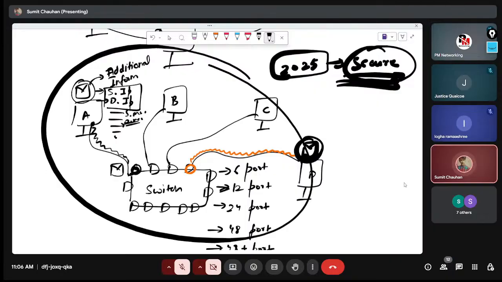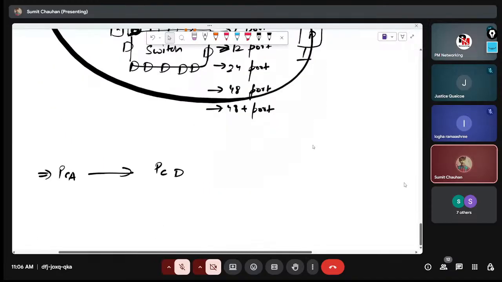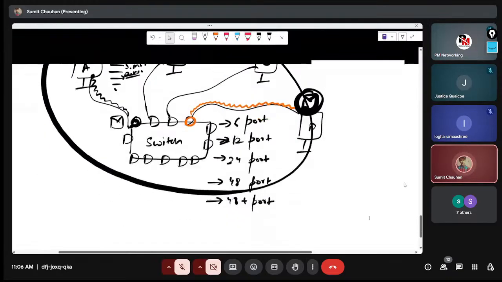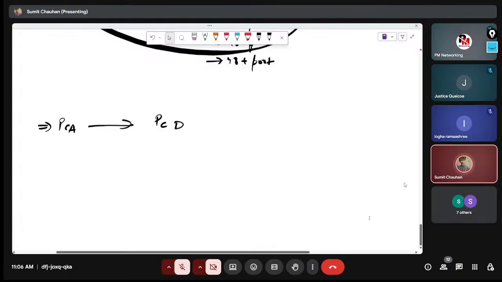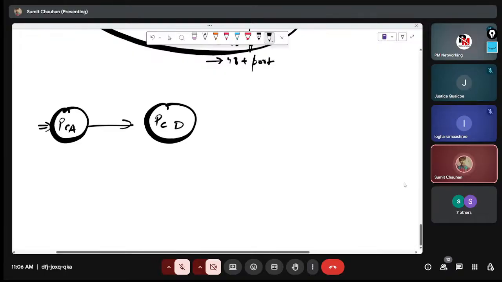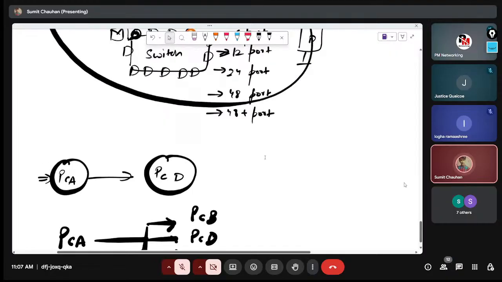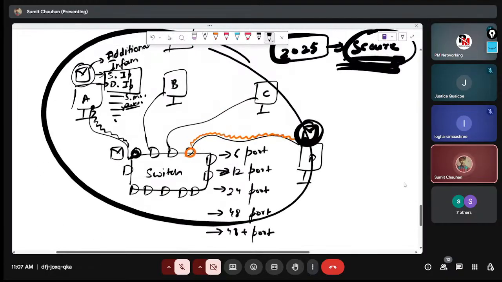Guys, any doubt till here? Any doubt till here? So see here, when we are connected in a network, we can have any requirement. The requirement can be a single source and a single destination, or the requirement can be, for example, PCA wants to send the same data to multiple devices, let's suppose PCB and PCD, inside the same network that we have built, PCA, B, C, and D.